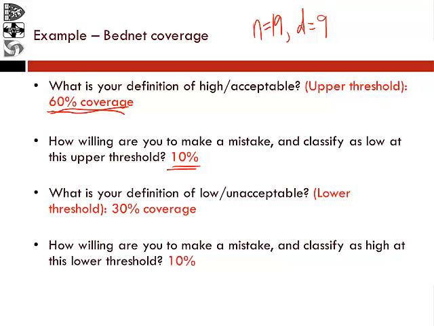And then I go in and I say, well, what areas would you be worried about? What is your definition of low bed net coverage? And they said, if we see bed net coverage drop below 30%, we are really worried. Those are areas that we are very concerned about and we want to target for intervention. And I said, okay, it's not a perfect system. You're going to make some mistakes. How willing would you be to make a mistake and call areas with 30% bed net coverage as good? And they said, we would like to make that mistake 10% or less.